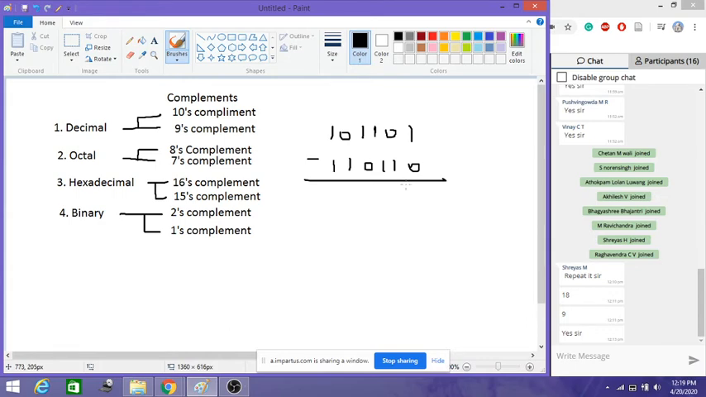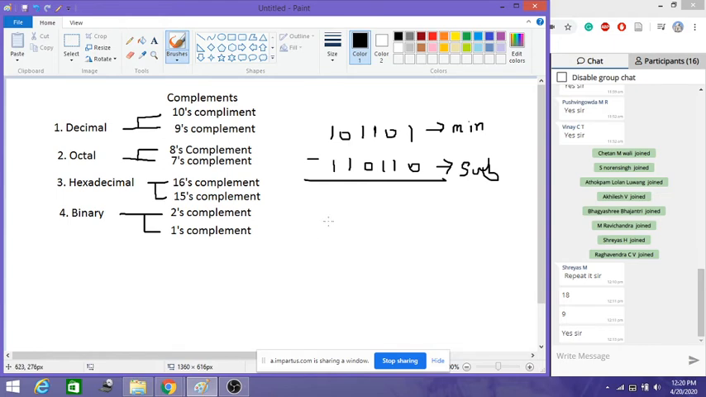If we want to subtract this number straight away, there is a method to subtract this. Either we can go for the 1's complement method or the 2's complement method. So let us look into the 2's complement method. This is basically called the subtrahend, and this we call the minuend.